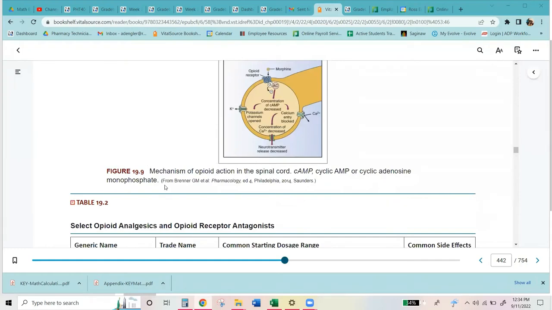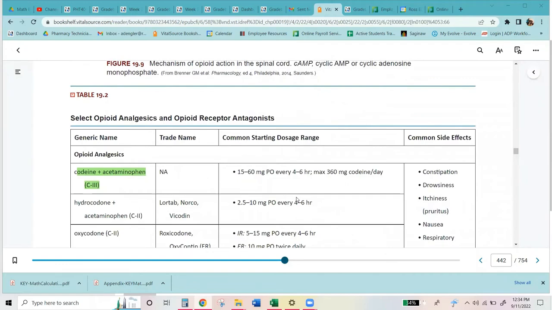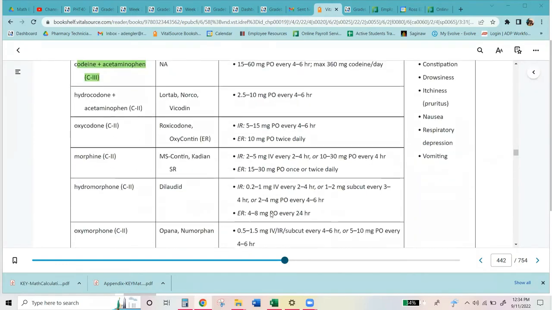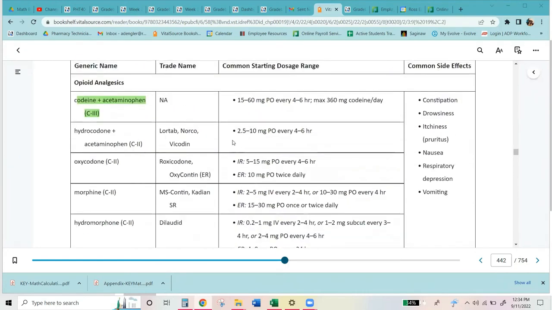And here's just the mechanism of action of opioids in the spinal cord. And here are some select opioid analgesics and opioid receptor antagonists. So we have Tylenol with codeine. We have hydrocodone. Now these formulations I don't believe are available in brand name either. We just have Norco. So Lortab and Vicodin were taken off the market due to their high Tylenol content. I know they were working on reformulating them.